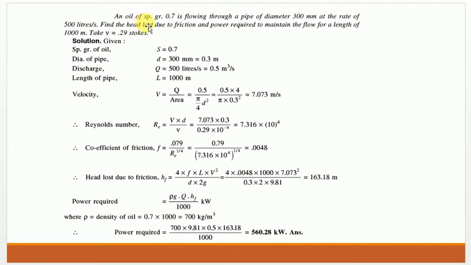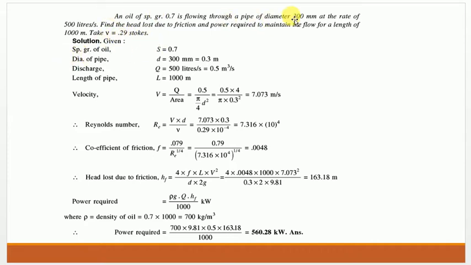An oil of specific gravity 0.7 is flowing through a pipe of diameter 300 mm at a rate of 500 liters per second. Find the head loss due to friction and power required to maintain the flow for a length of 1000 meters. Take mu equal to 0.29 Stokes. It's a kinematic viscosity that is given.